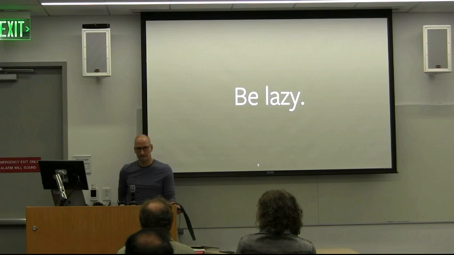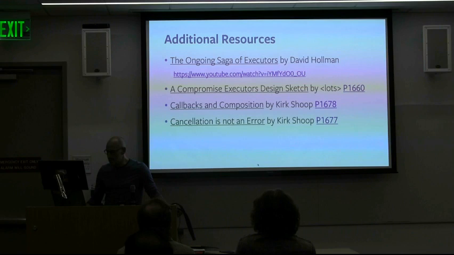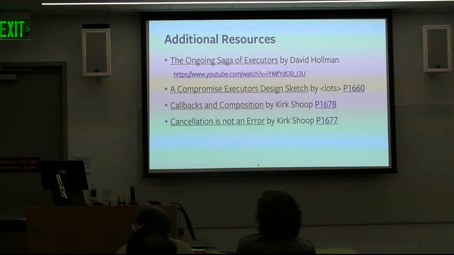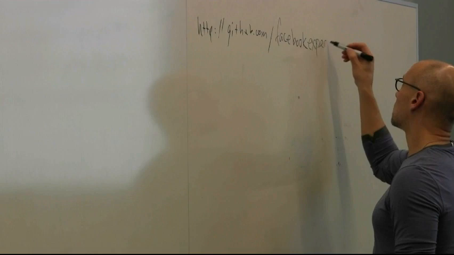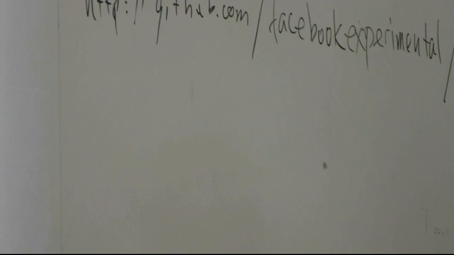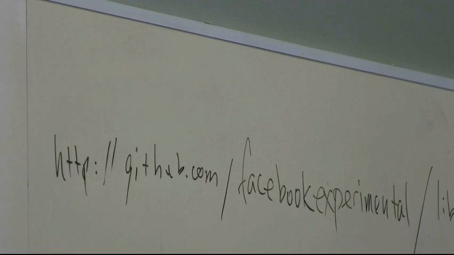Is there a write-up or whatever that you guys have done for this? I think I have some references here. We'll put these on the slides. Unfortunately, I grabbed the wrong version of this slide. I'm going to write something on the board, because maybe a week or two ago, we published some experimental code, on GitHub, of course. I think it's Facebook experimental, and it's called libunifex, for unified executors. This is where we are evolving these ideas. There's a C++ library that you can start using.